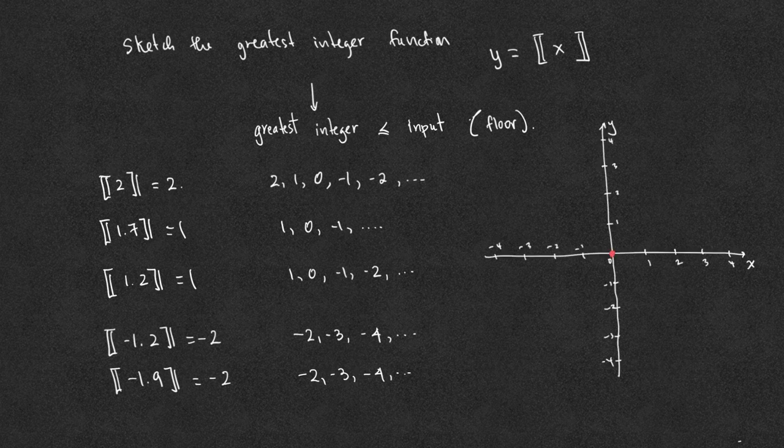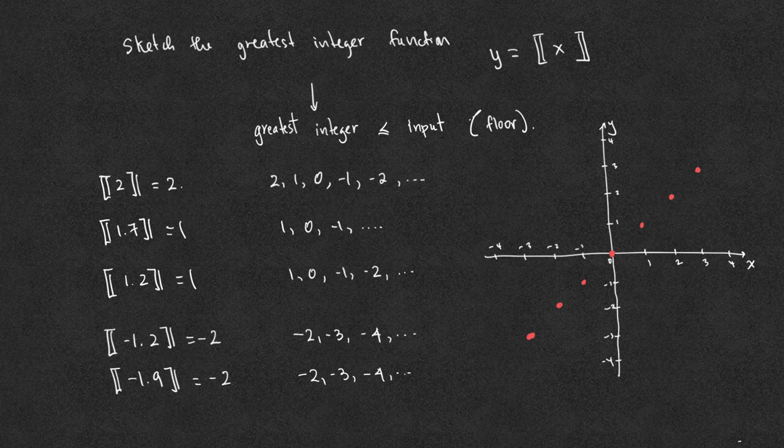When x equals 1, y equals 1. When x equals 2, y equals 2. When x equals 3, y equals 3, and so on. When x equals -1, y equals -1. When x equals -2, y equals -2. When x equals -3, y equals -3, and so on.